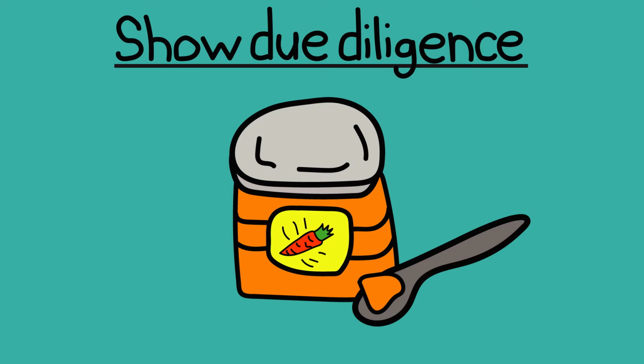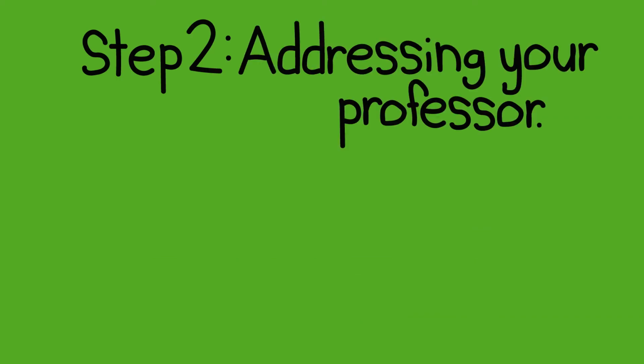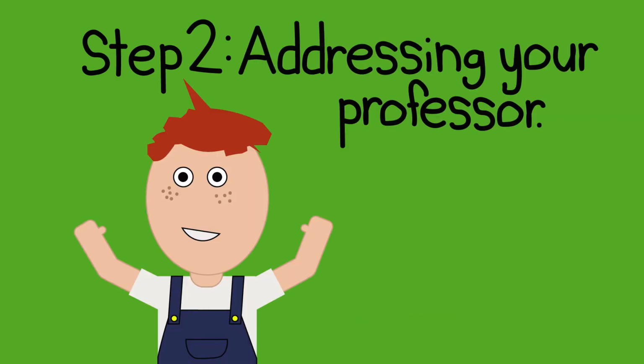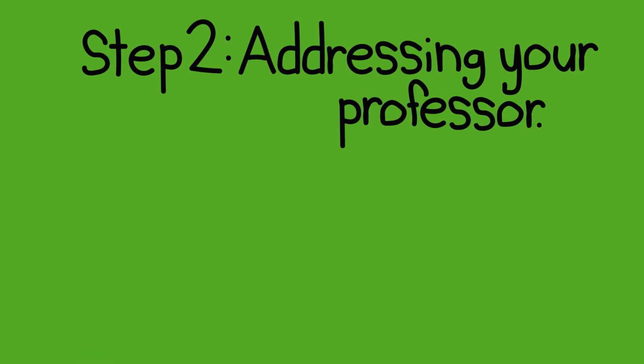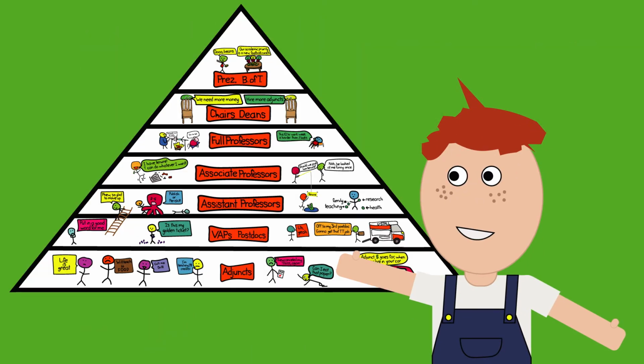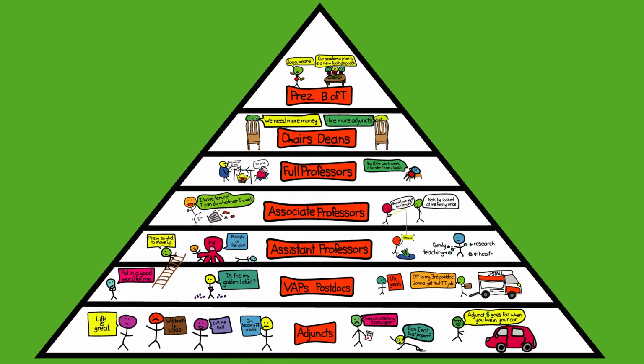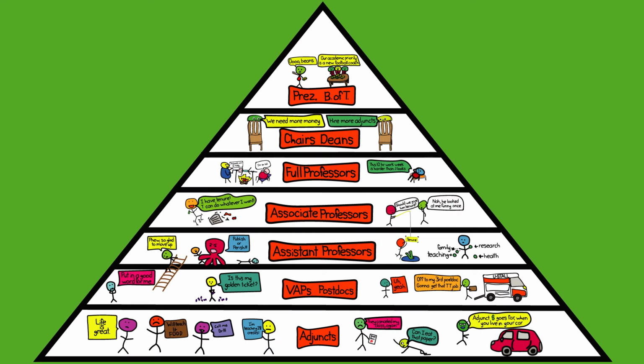Okay, step 1 is done. Maybe you've already answered the initial question and don't even need to email your professor. If not, let's move on to step 2, addressing your professor. This can actually be really confusing, especially if you don't understand the stuffy feudalistic titles undergirding the academic hierarchy. Here's a basic overview of the academic pyramid scheme.